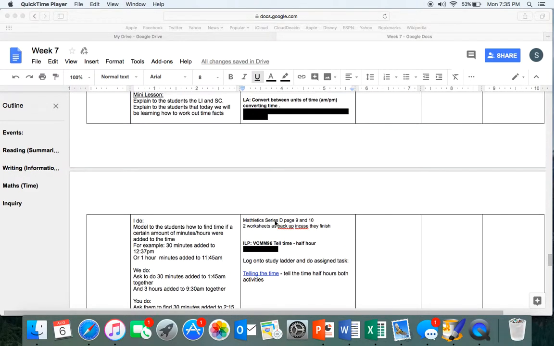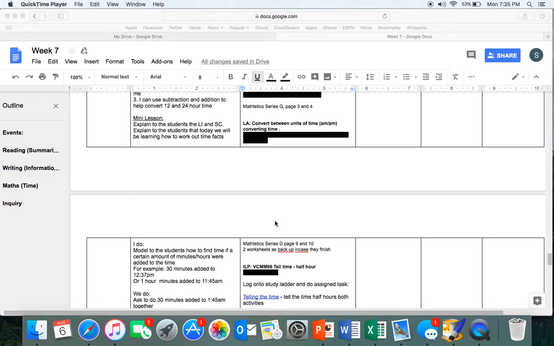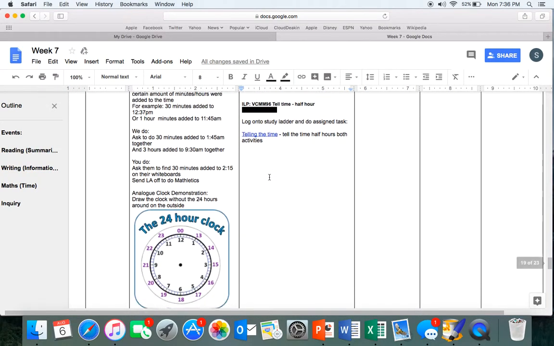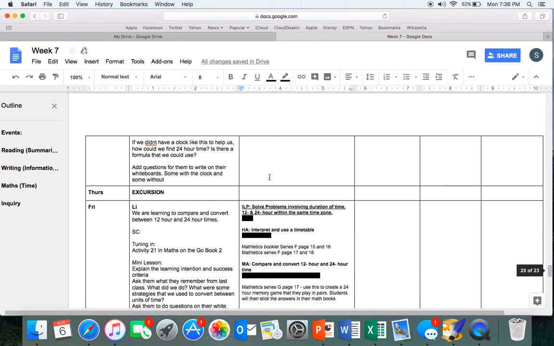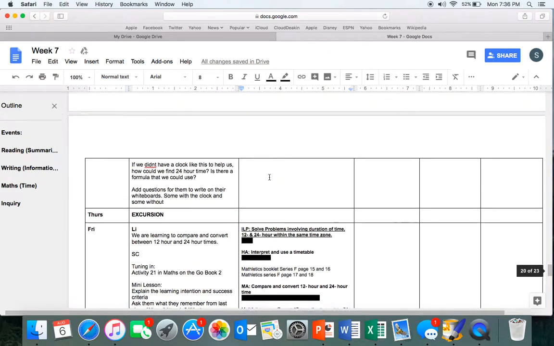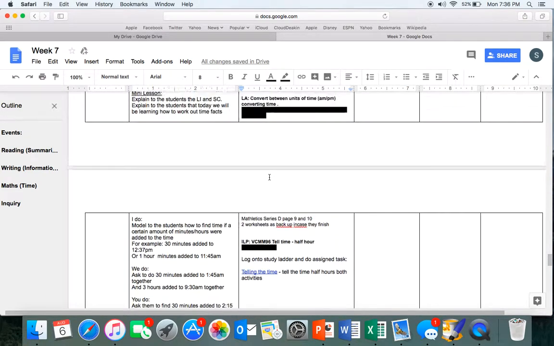I had 2 ILPs at the time. Sometimes I had an ILP for my lower achievers, where they were learning Prep to year 1 content, and sometimes I had one for a high achiever, which is here, for my one student that was working at year 7 level. And that's my planning for the week 7 of the maths unit.